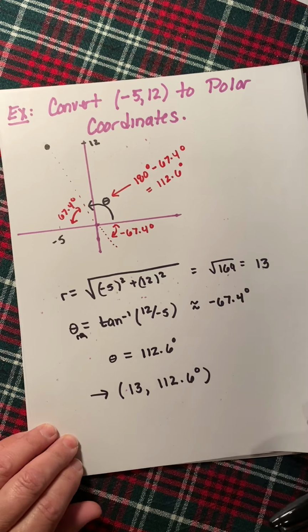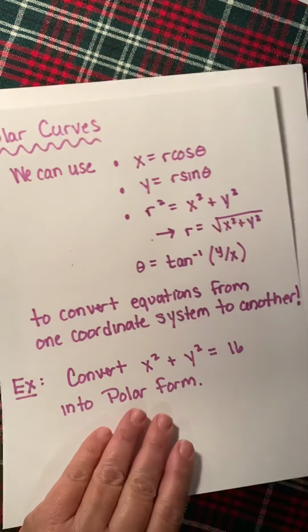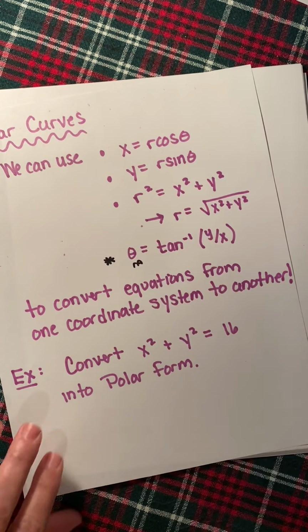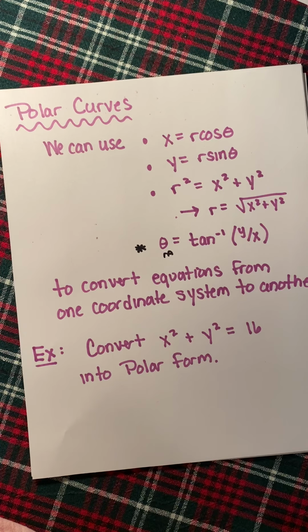All right. So now that we know how to plot points, let's talk a little bit about polar curves. We got to be careful here. Be careful with this one, just like when we were doing Cartesian to parametric. We have to be really super careful with our inverse trig functions, and we have to be really super careful when we're taking square roots of things squared. So we're going to use these things to convert equations from one coordinate to the other.